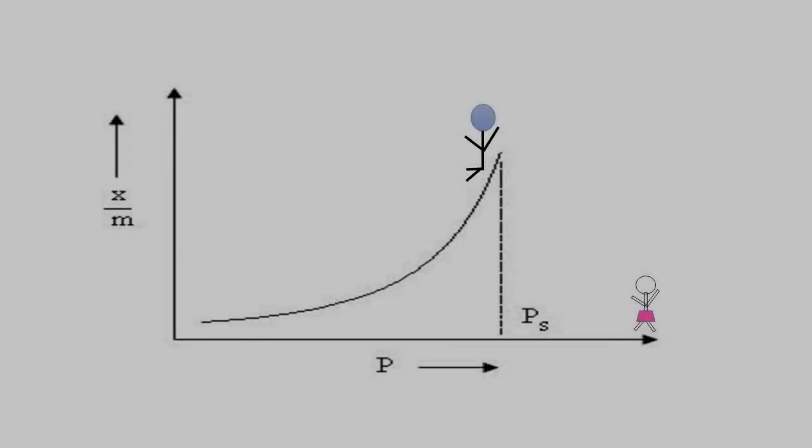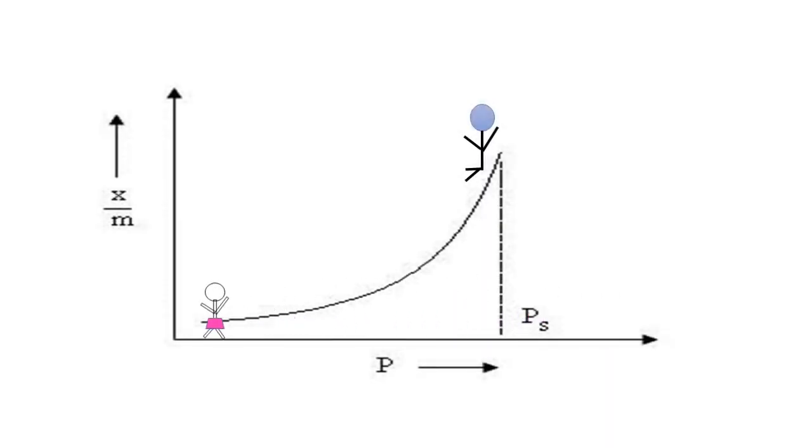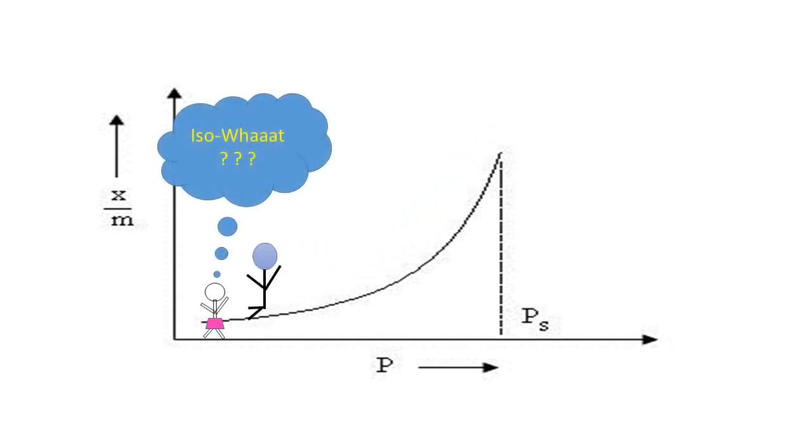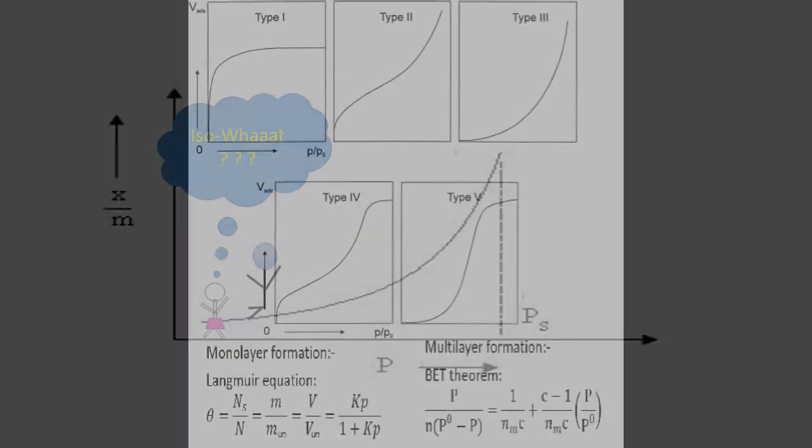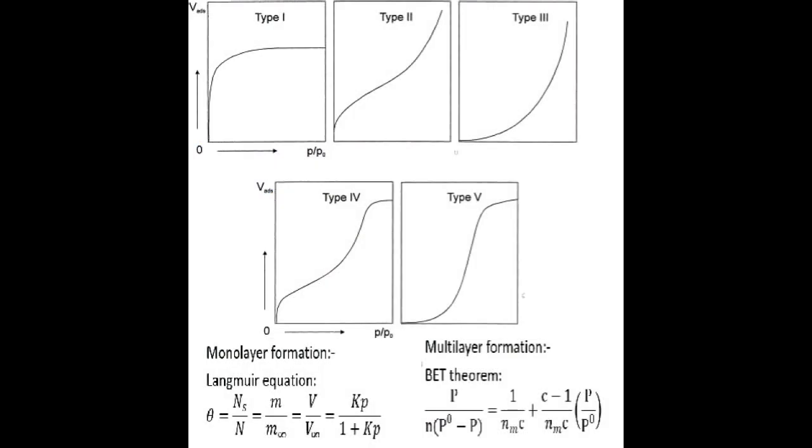So, what are adsorption isotherms? No, they're not slides. They're just graphs that show how different materials adsorb gases at a fixed temperature. There are 5 main types, but the scope of this video is to look at only the last 3. The graphs are plots of adsorption against pressure. Monolayer formations are modeled by the Langmuir equation and the multiple layer formations by the BET theorem.